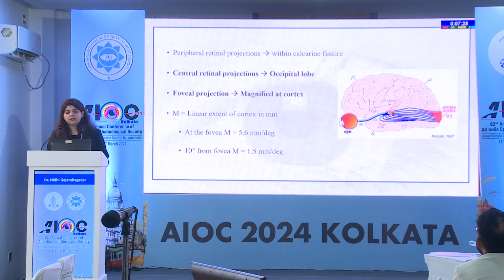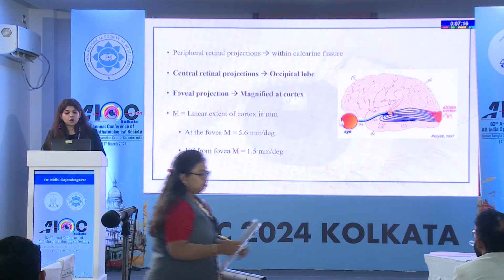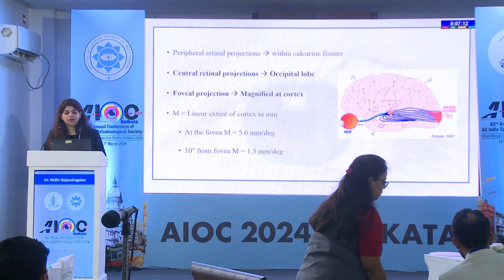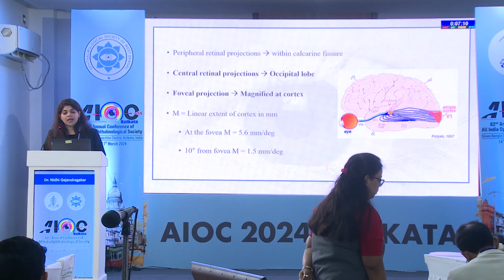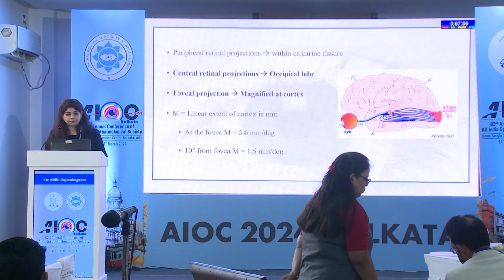The peripheral retinal projections are within the calcarine fissure, but the central retinal projections are in the occipital lobe. The foveal projection is magnified at the cortex. So the linear extent of the cortex in millimeters is very high corresponding to the fovea. It is 5.6 millimeters per degree, and 10 degrees away from the fovea, it is only 1.5 millimeters per degree.